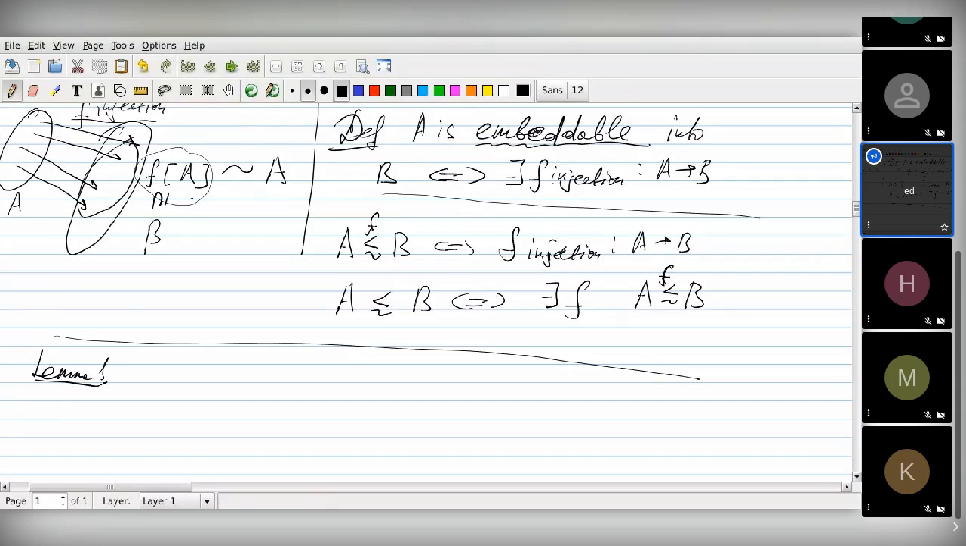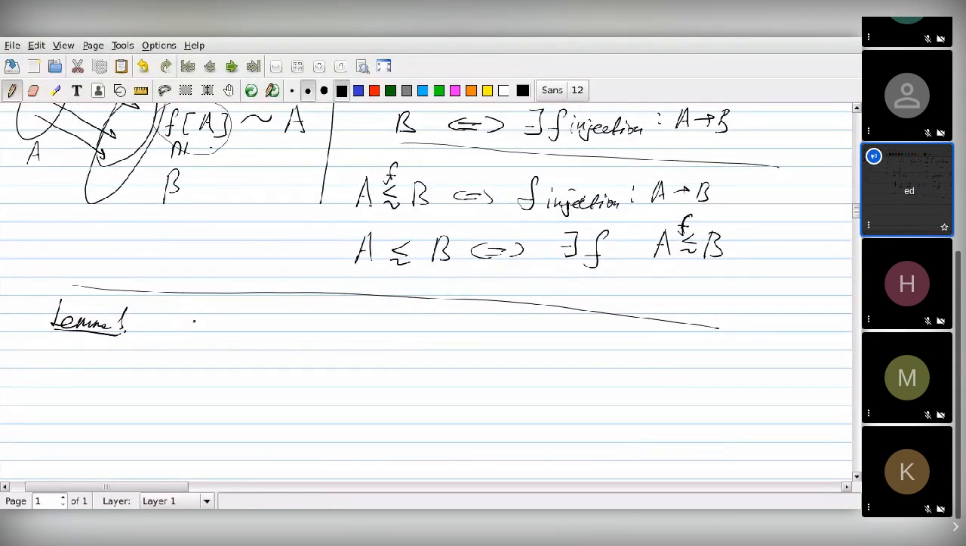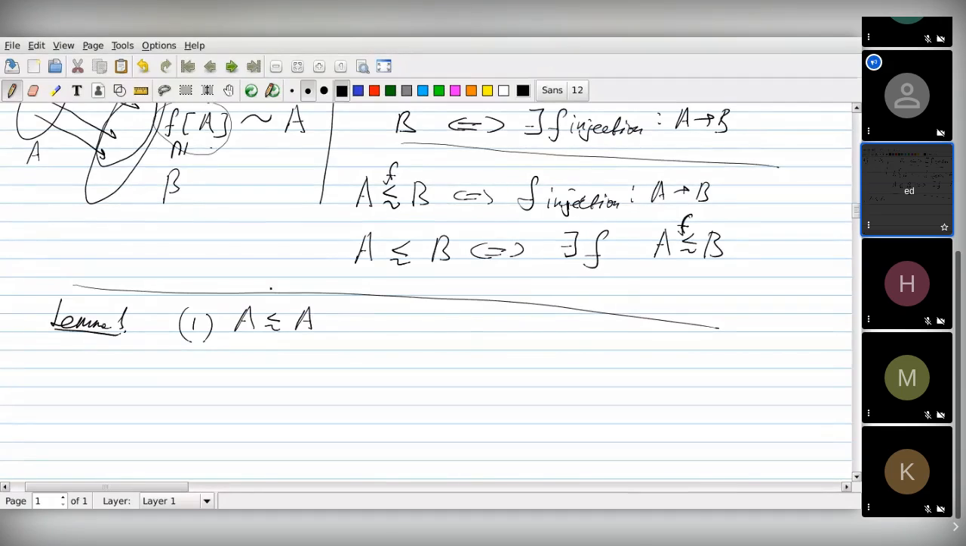Lemma 1. Every set is embeddable to itself. Why is it so? What is an injection from A to A? Identity. The identity function, of course.